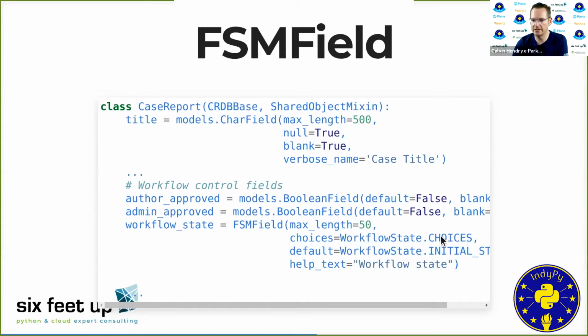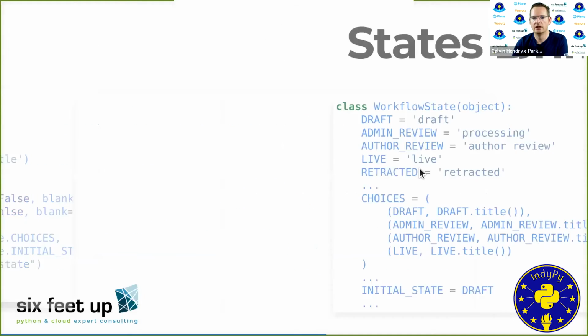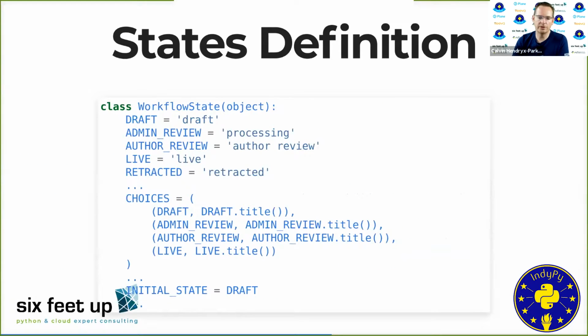Now, if we want to define these choices and these states, in our case we built a convenience class that contained information about our workflow states. So we can see here the string representation of what our workflow states are. And then here are the choices that we're importing and using inside of our FSM field as our set of choices. So the draft, admin review, author review, and live, which were the states we saw back on the previous slide. And then our initial state of draft. So you can see that there's draft inside of our model.